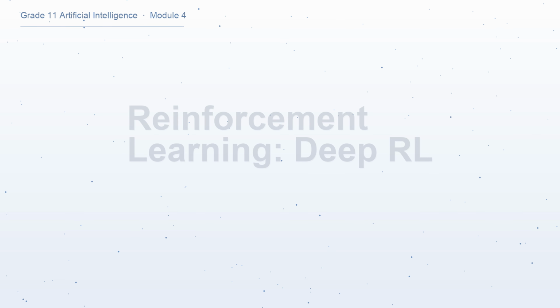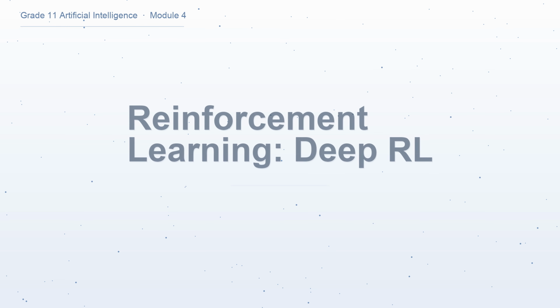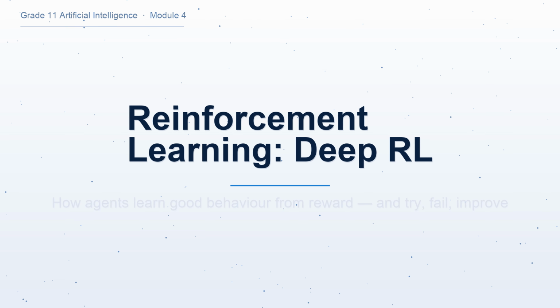Welcome to Grade 11 Artificial Intelligence. In this module, we study reinforcement learning, how an agent can learn good behavior purely from the rewards it receives by trying things out. We'll build up the ideas step by step, then bring in deep neural networks to handle the hardest problems and meet some of the field's most famous results.